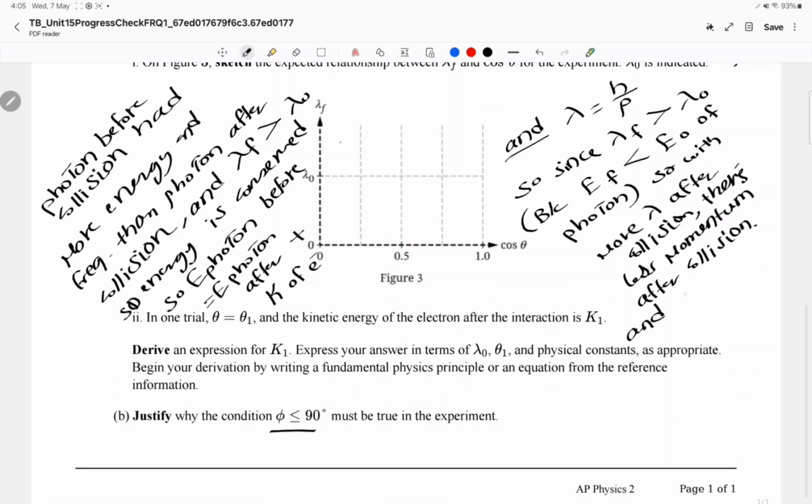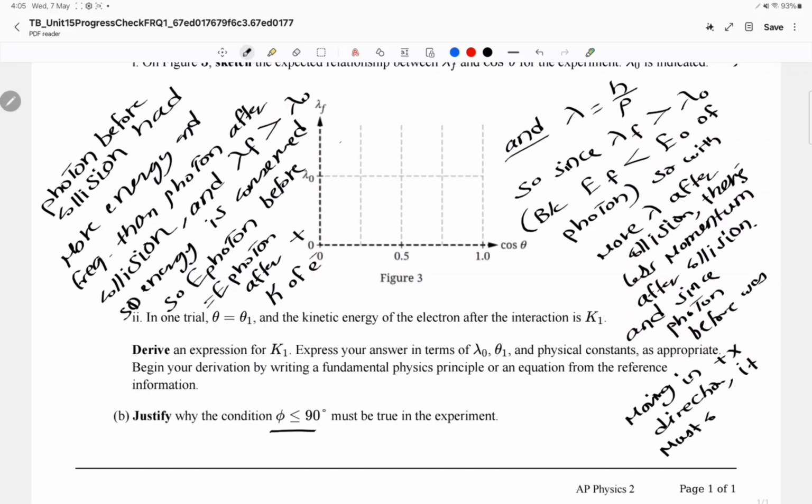And since the photon before was moving in the plus x direction, it must continue this direction after collision. It was plus x and it's still going to be plus x, but simply with an angle. Okay, and that's about it.